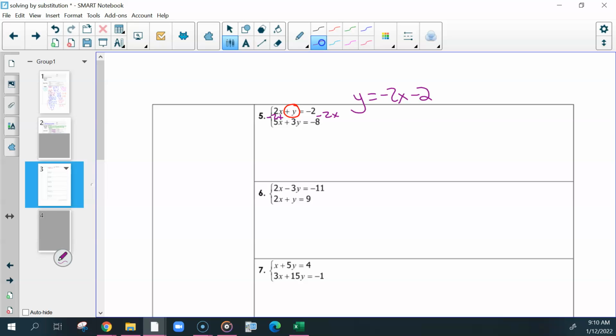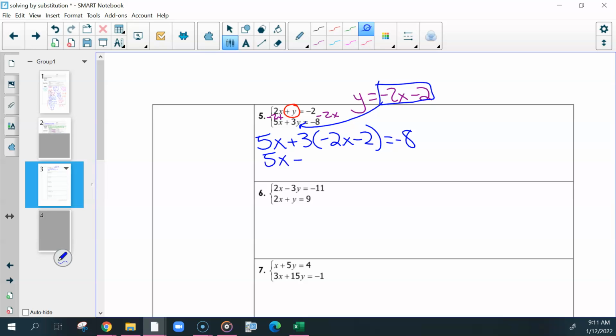Now we have an equation that's y equals. Now we can take that and substitute it into the other one where y is. So this would be, when we rewrite it, 5x plus 3 times -2x minus 2 equals -8. From there, we could solve it. So 5x minus 6x minus 6 equals -8.